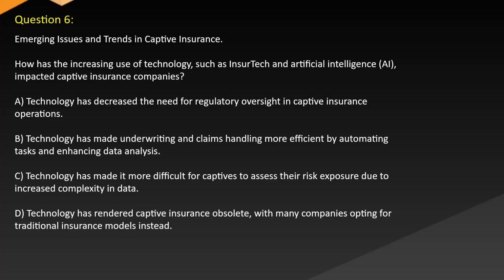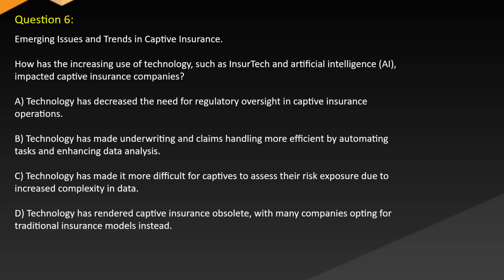Question 6. Emerging issues and trends in captive insurance. How has the increasing use of technology, such as InsurTech and artificial intelligence (AI), impacted captive insurance companies? A. Technology has decreased the need for regulatory oversight in captive insurance operations.